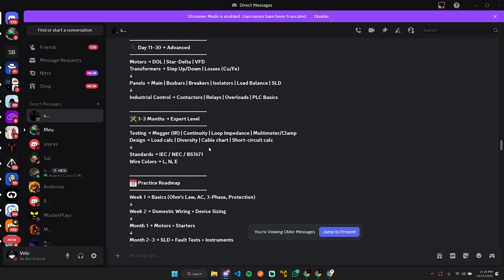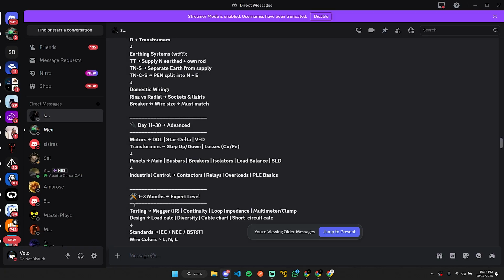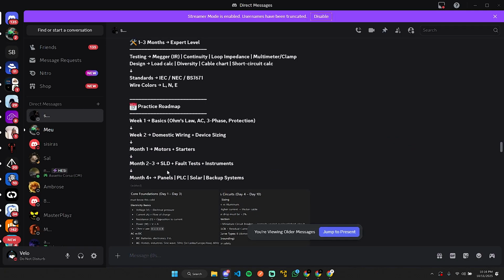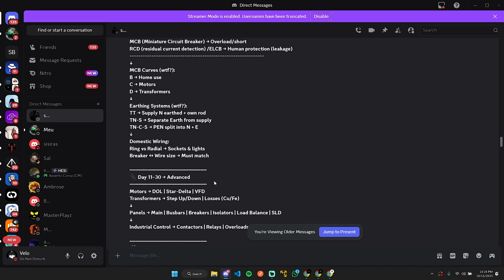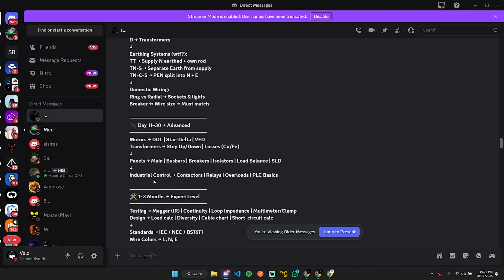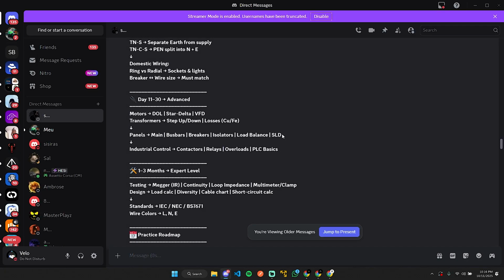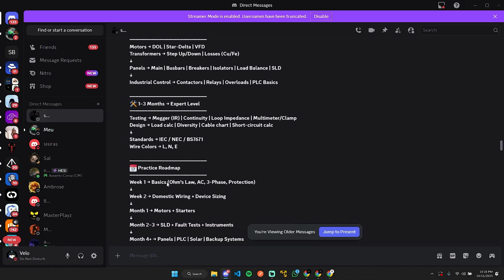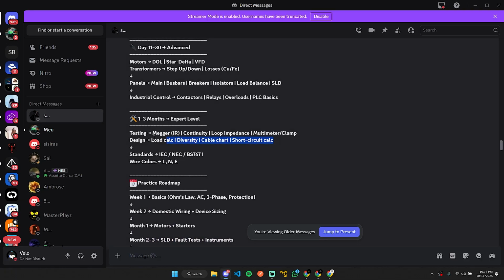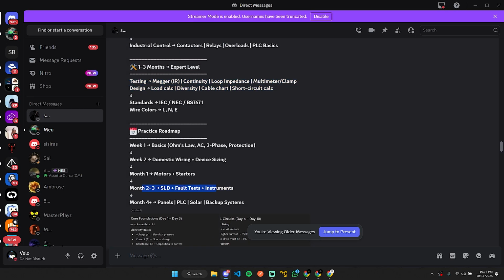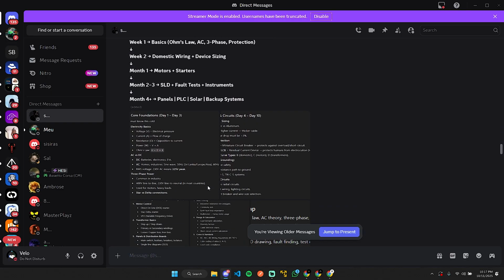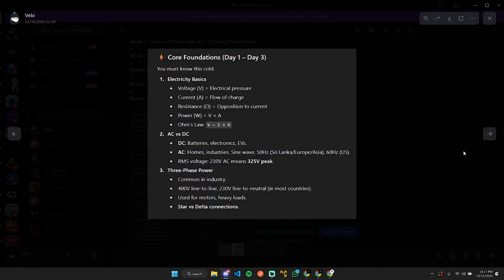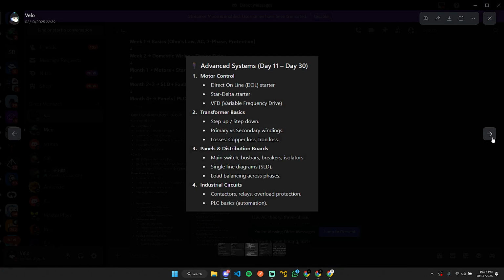Motors, starters. Motors plus starters, so that's up to here, I guess. SLD, fault tests plus instruments. Okay, instruments, so that's part of SLD up to these. Panels, PLC, solar. Backup systems, right? So pretty much that's what it's saying. The whole thing summarized.